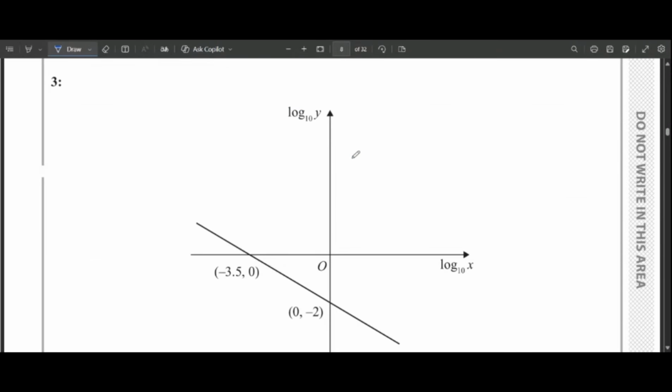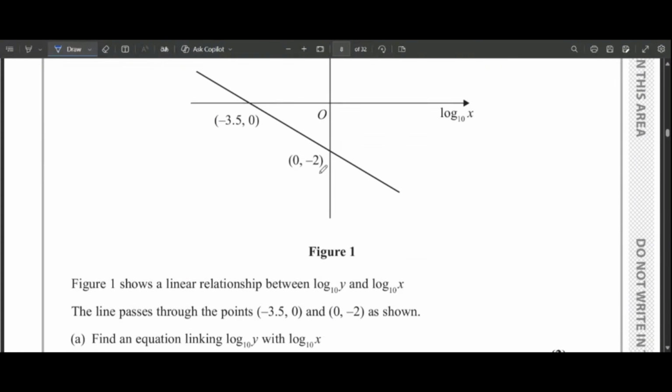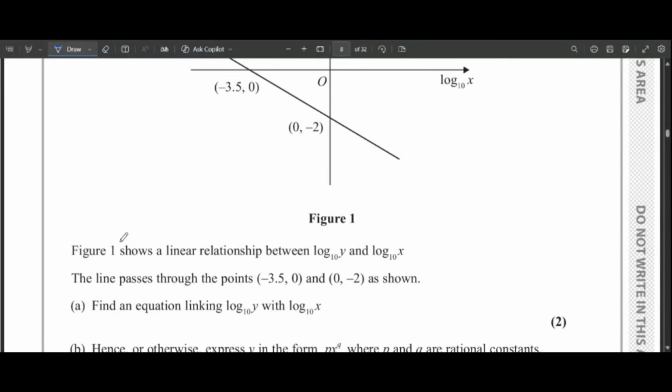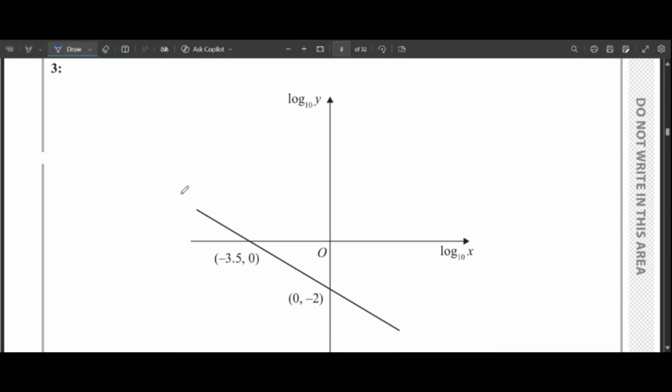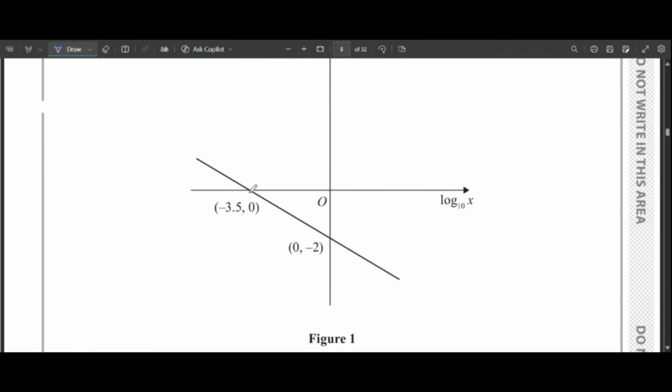So here is our question number 3. We can see that figure 1 shows a linear relationship between log10 y and log10 x. So this graph that we're given here is a relationship between log10 y and log10 x. We can see the graph is a straight line and it passes through the points (minus 3.5, 0) and (0, minus 2).